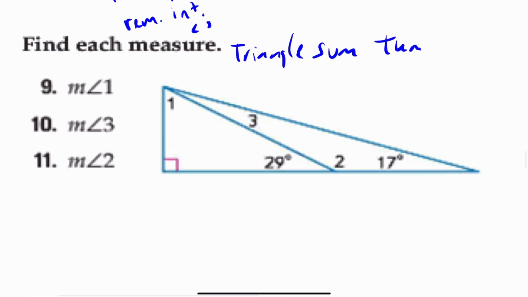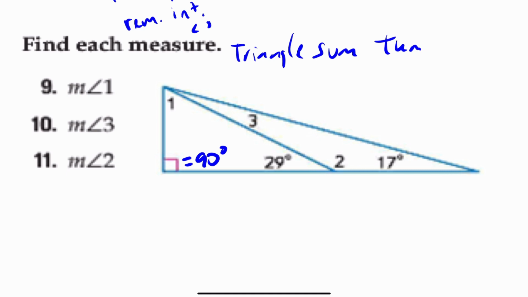If I were to take a look at this triangle here, this has to be 90 degrees, right? This square implies that this is 90 degrees. So in order for me to figure out what the measure of angle 1 is, I need to do 180 minus 90 minus 29, and whatever that is is the measure of angle 1, okay?